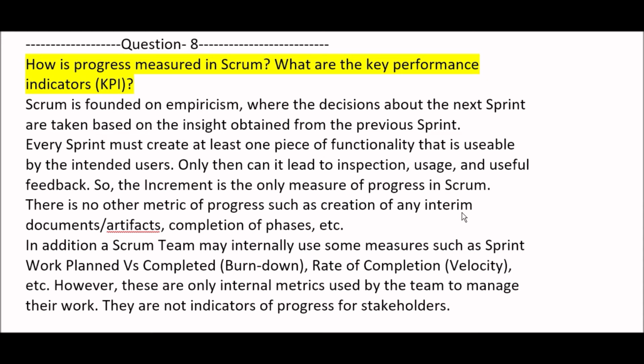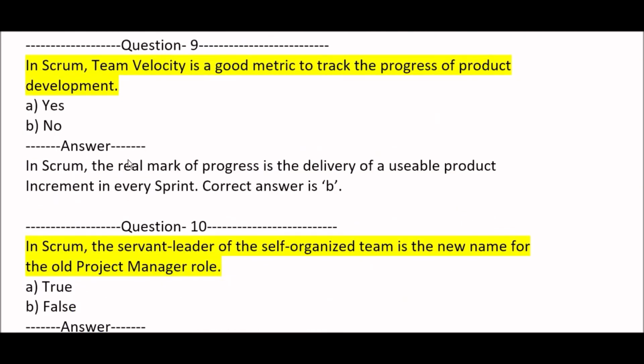Okay, next question. In Scrum, team velocity is a good metric to track the progress of product development. Is it yes or no? It is no, because in Scrum, the real mark of progress is the delivery of a usable product increment in every sprint. Okay, so correct answer here is no.